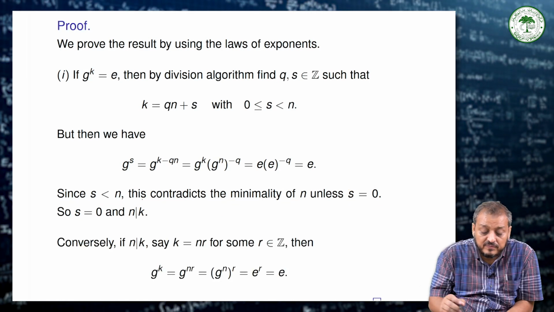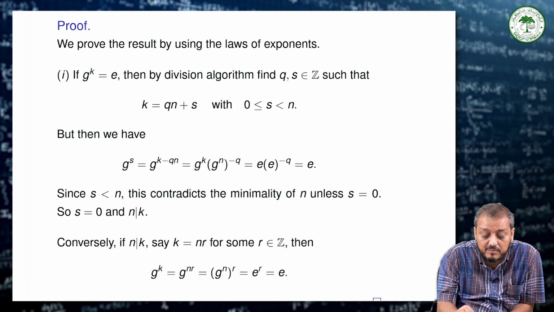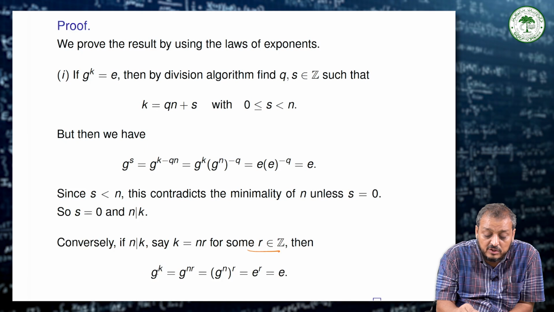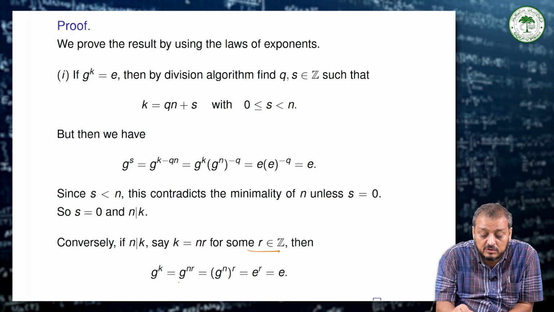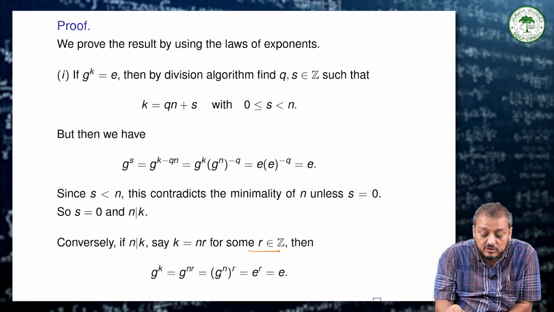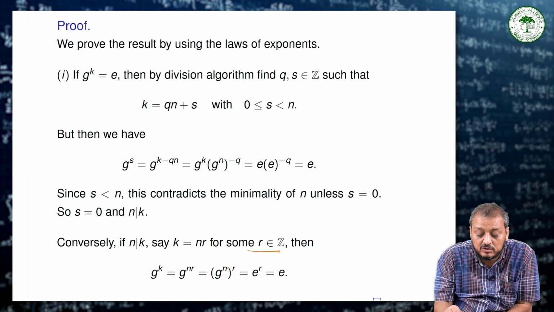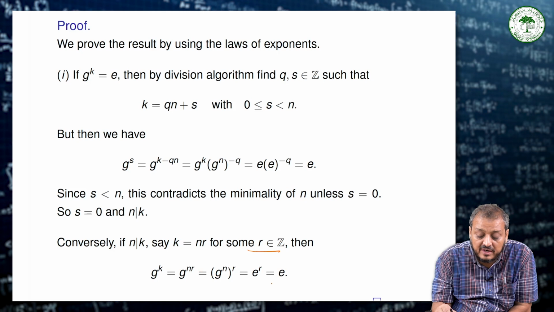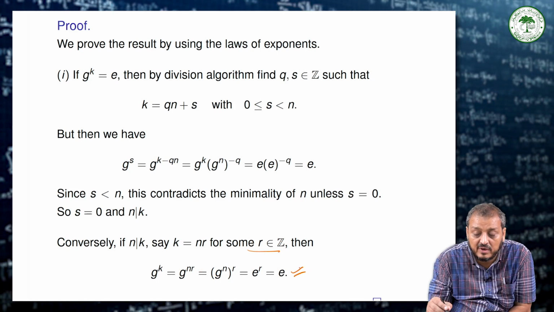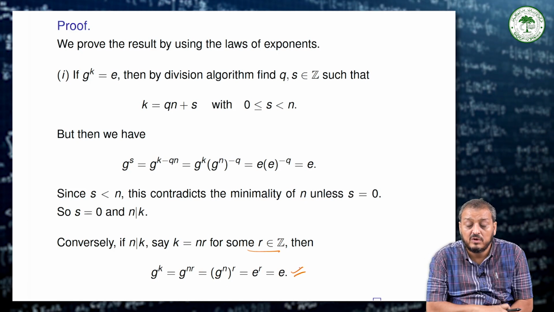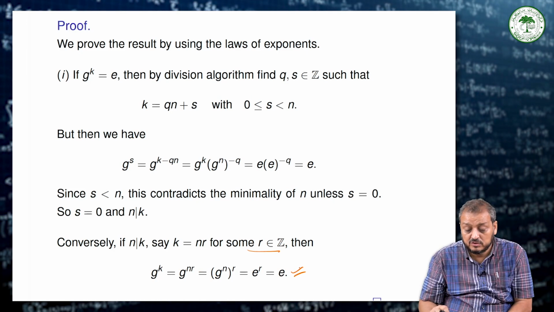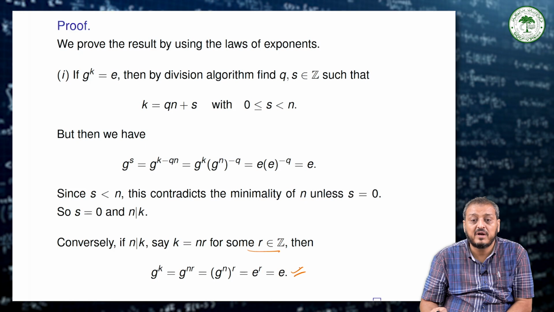Now conversely, if n divides k, then k can be written as n r for some r an element of Z, and g to the power k is equal to g to the power n r, which is g to the power n, all to the power r. Because it is a finite group of order n, g to the power n is identity, and identity to the power r is identity. Then g to the power k is also identity.